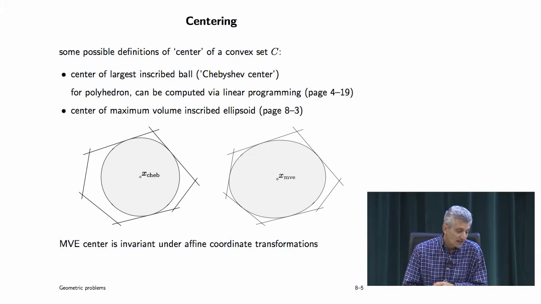But in a lot of cases, that's just not true. These are sort of arbitrary coordinates. These might be features or something like that, and you don't know the scale or anything. You pick a reasonable scale, and that's about all you can do. Okay, so this is one. This is the center of the maximum volume ellipsoid.